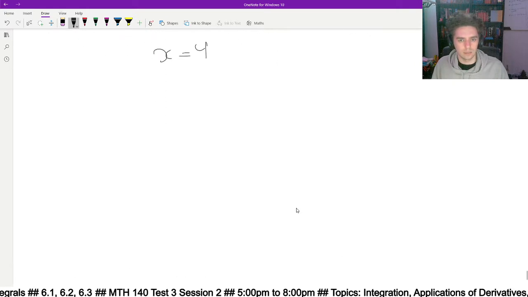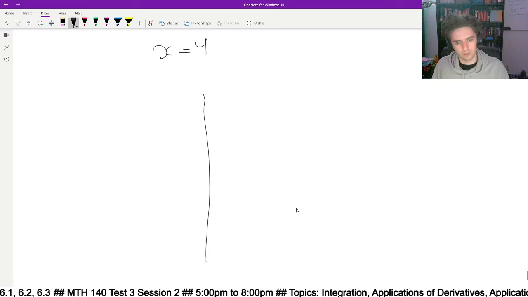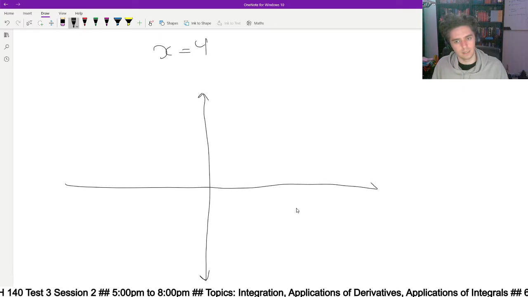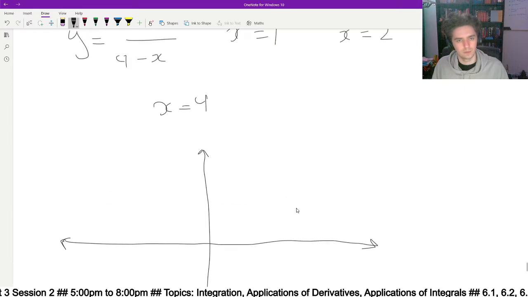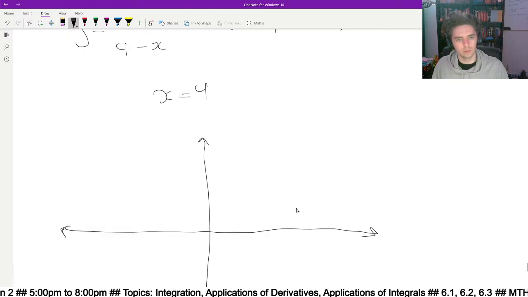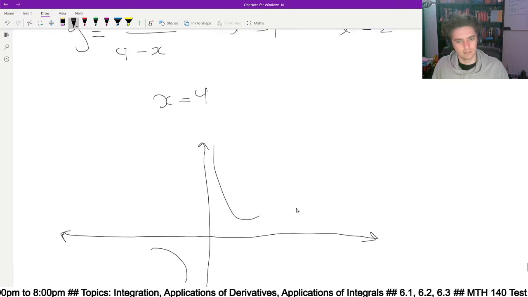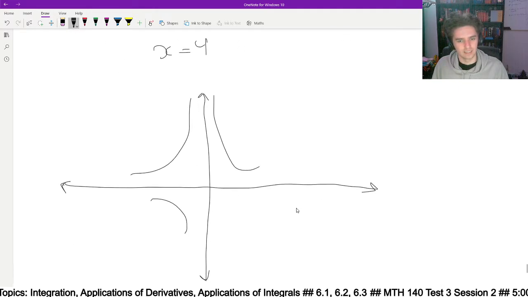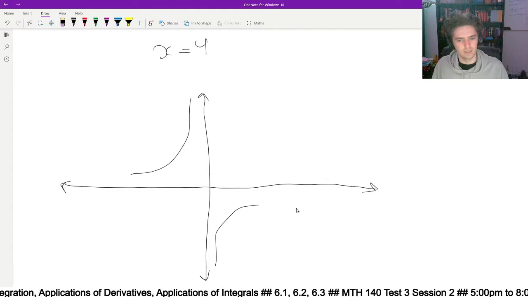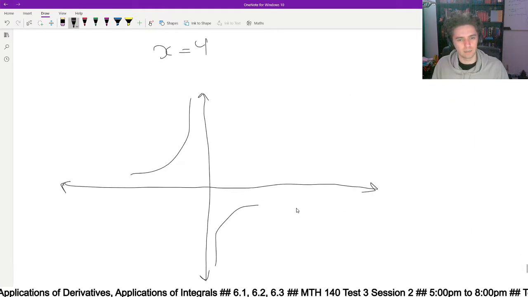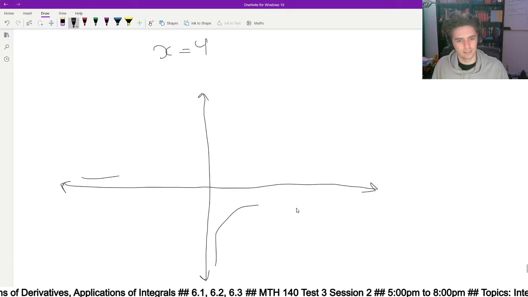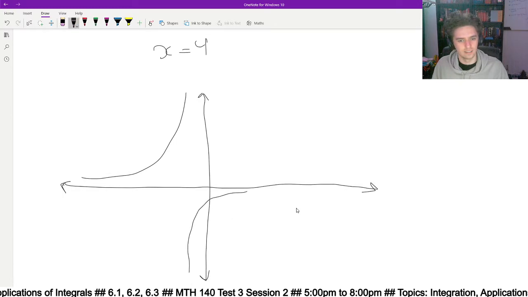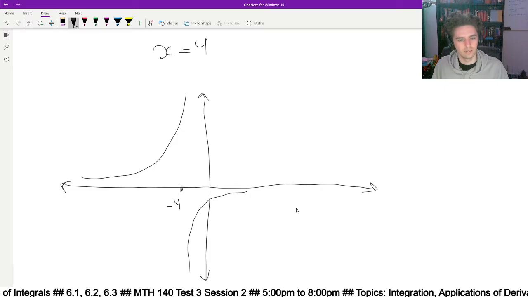What will this look like? Well, let's draw our graph, right? So that's our xy plane. We have 1 over x looking like that. 1 over negative x would look like that, right? And 1 over negative x plus 4 would look like that, where this is negative 4.